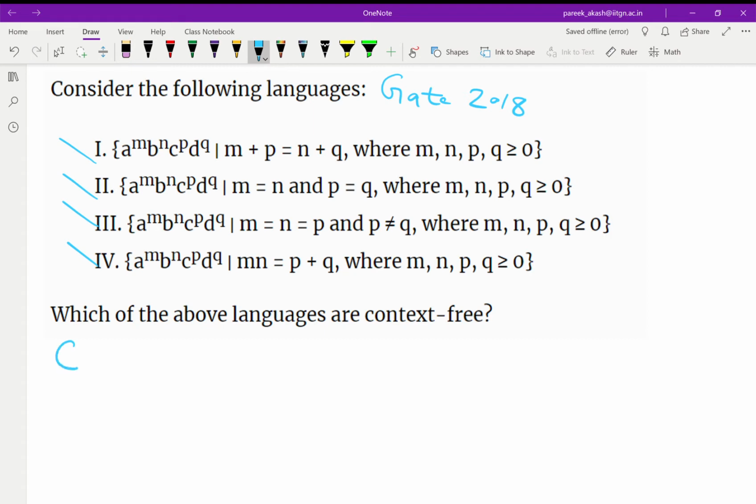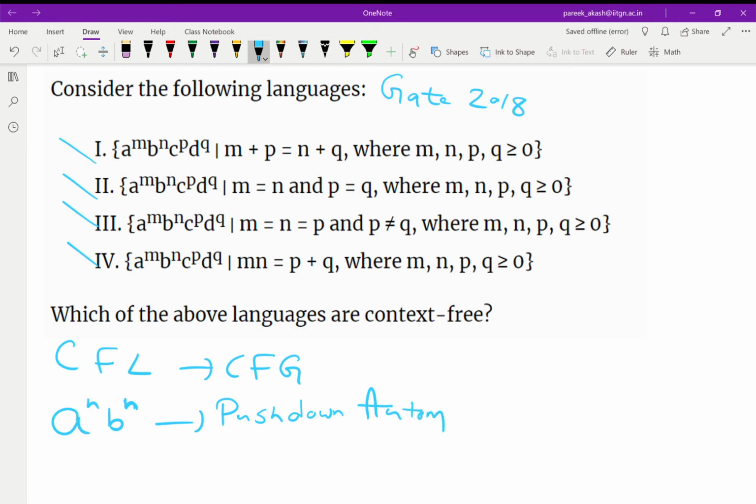Context free languages are languages generated by a context free grammar. One example of a context free language is a to the power n, b to the power n. Just like for a regular language, we can check if a language is regular by seeing whether we can make a DFA for it. In the same way, a language is context free if we can make a push down automata for that language.